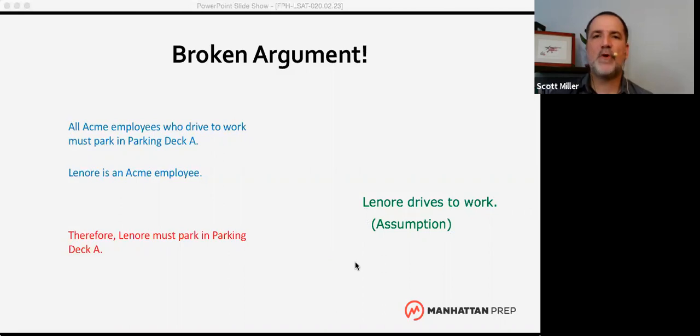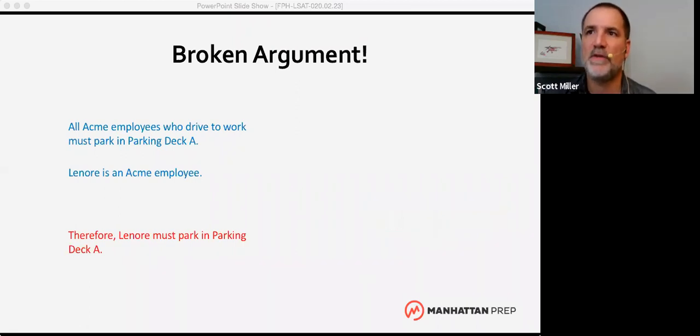So anytime there's a broken argument, anytime the premises don't contain all the information you need to draw the conclusion, we're going to say that the argument is assuming something. There's an assumption being made in the argument, and a large number of questions in LR are going to be asking you something that involves that assumption.